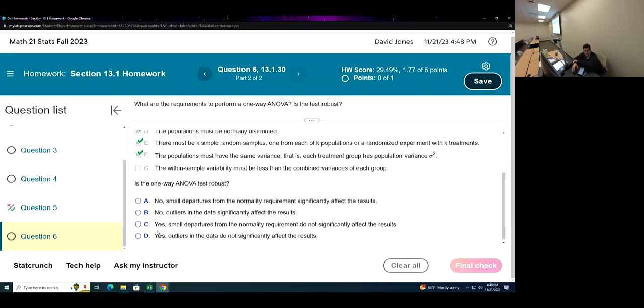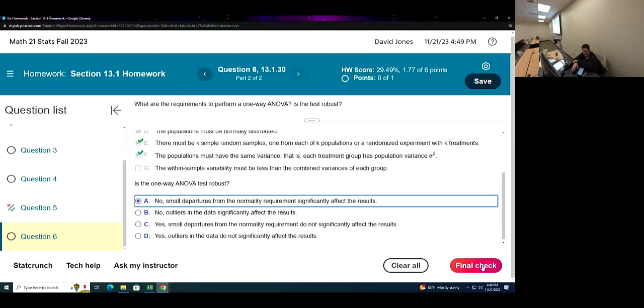Is the one-way ANOVA test robust? Here's another shitty question. Robust. What does robust mean in terms of a test? I don't know. Let's see. No small departures from the normality requirements significantly affect the results. No outliers in the data significantly affect the results. That's right, but that has nothing to do with the statistics test, I know what robust means. I'm guessing small departures from the normality requirement significantly affect the results.